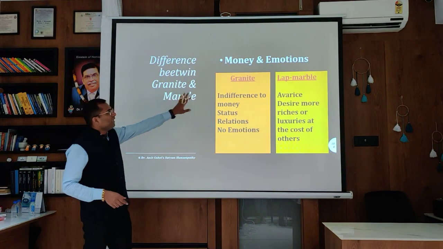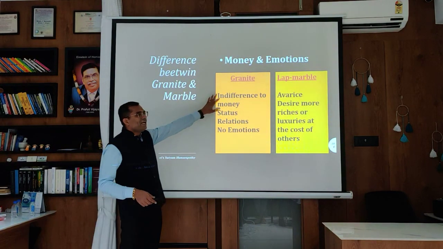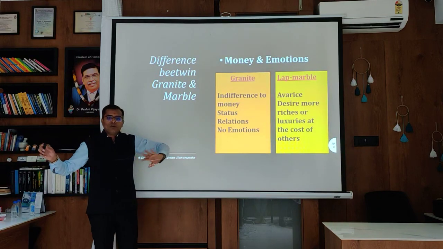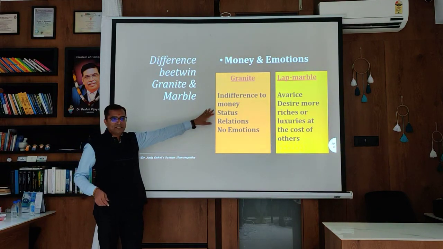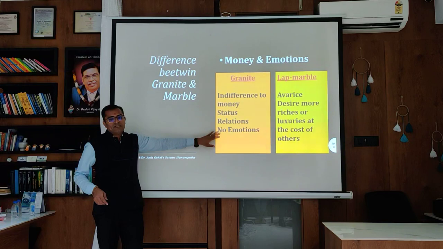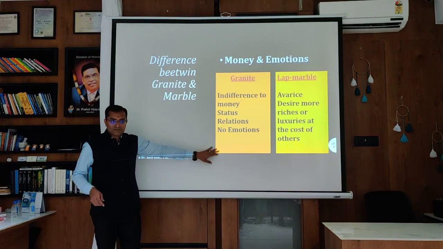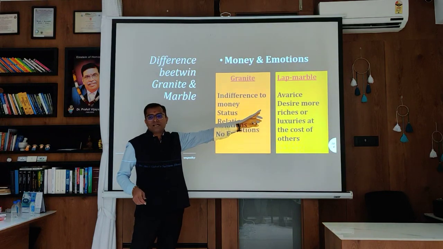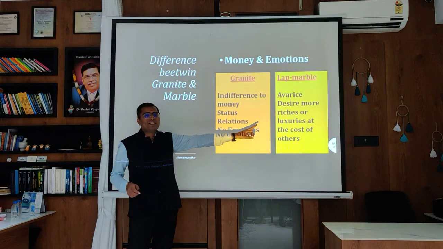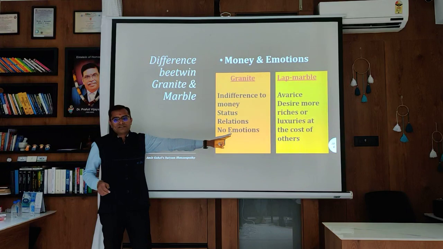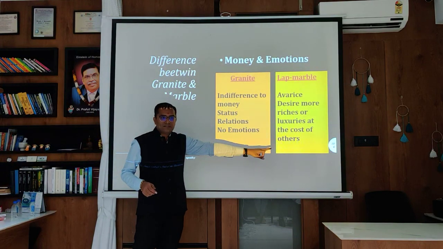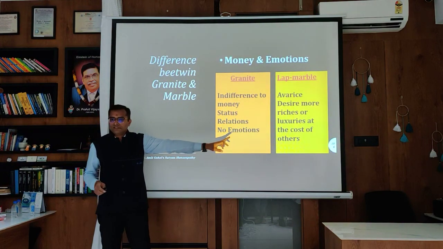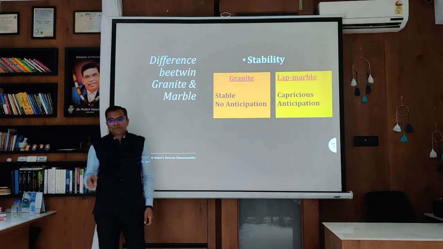Both have money and emotion. Granite has a lot of money and a lot of ego, but they are indifferent to money, indifferent to status, even to relations, and have no emotions. Whereas Marble is very aware regarding money, desires more than riches, luxury at the cost of others, desires more than needs. So this is what Marble is.